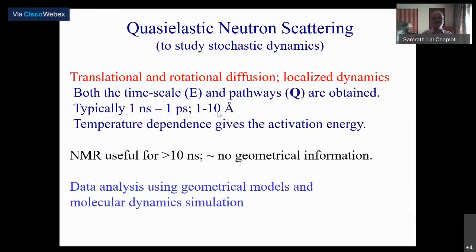And neutron scattering allows you, as you already know, both the spatial information, namely the pathways of the diffusion process, as well as the time scales, which are typically in the range of a nanosecond to a picosecond, or the dynamics in the range of 1 to 10 angstroms. And if you do the temperature dependence of these measurements, you can get things like activation energies.